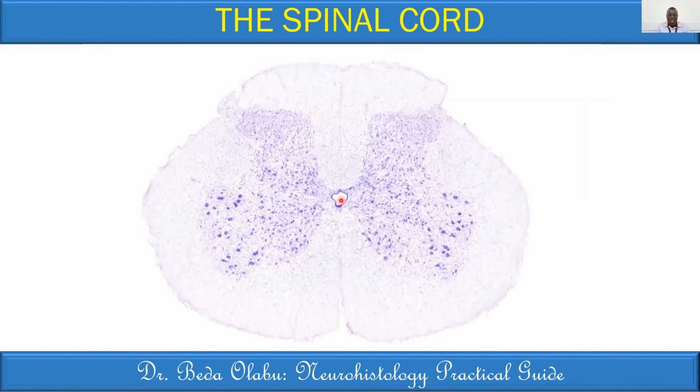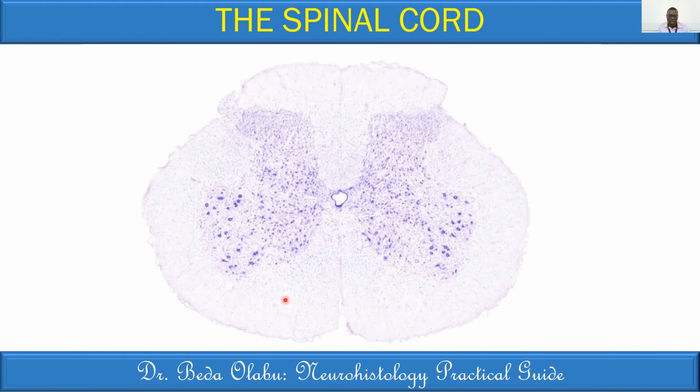There is a central canal which contains CSF, and surrounding it is a layer of ependymal cells. This is the spinal ependymal lining that surrounds the central canal. Around that is the spinal cord gray matter, with the posterior horn and the anterior horn. Also here, posterior horn and anterior horn. Then there is the white matter.